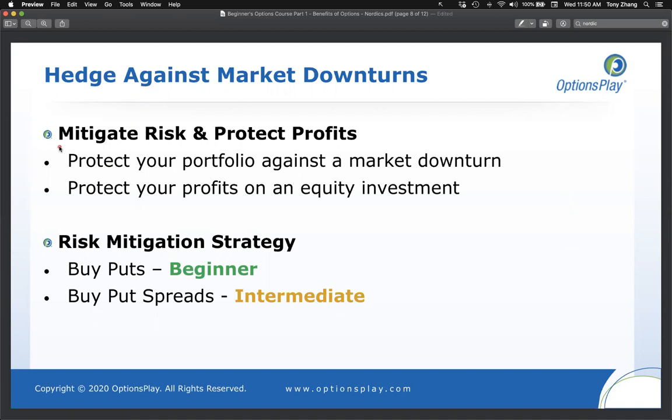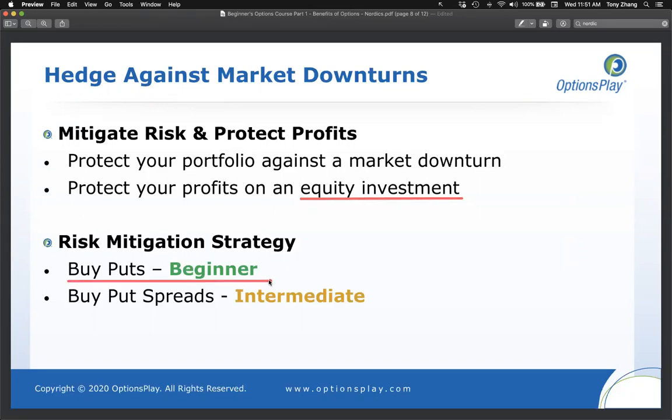So first and foremost, options can really be a tool that you can utilize to mitigate risk. We want to show you how you can utilize put options to help protect yourself against a market downturn and really protect your equity investment. That's predominantly one of the major use cases of options for your portfolio. And this is if you have no interest in speculating on the markets. This doesn't require you to apply leverage. This is simply used to protect your existing portfolio.